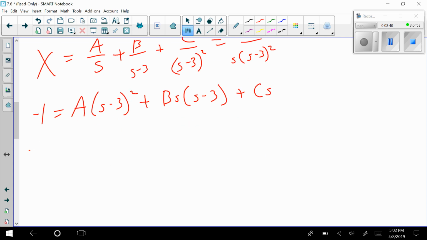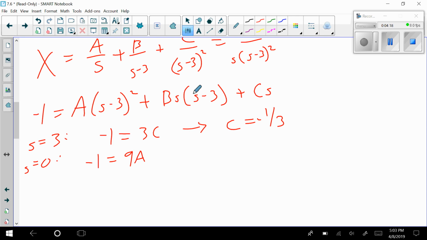which, looking at it, if I let s equal 3, that would imply that negative 1 equals, well, this is gone, so I'd have just a 3c, which makes c equal to 1/3. And, oh, I'm sorry, negative 1/3. And s equals 0 then gives me negative 1. Well, this would create a 9a. Gone, gone. So that implies that a is equal to negative 1/9.